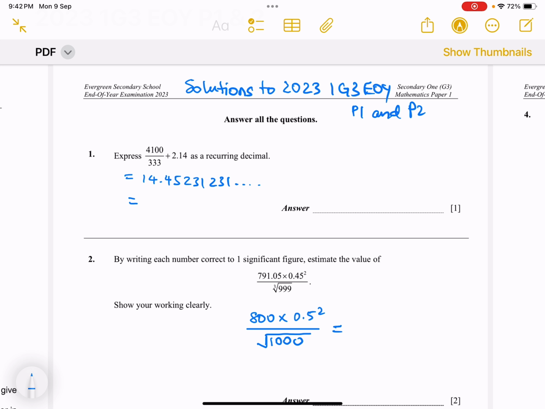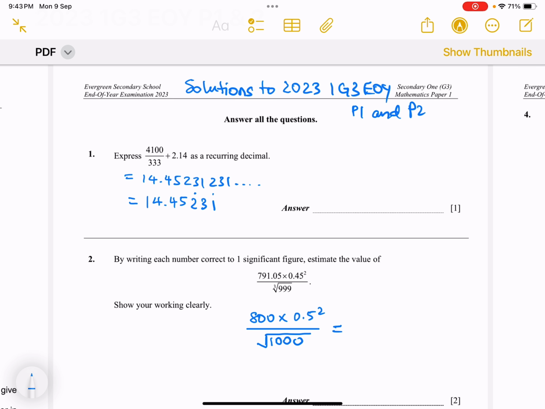In the first question, we have to express the result as a recurring decimal. We can use the calculator to obtain this answer, which shows that 231 is repeating. Therefore, writing it as a recurring decimal, what we need to do is to put a dot at the beginning of the repeating set of numbers and another dot at the end of the repeating set of numbers, 231.